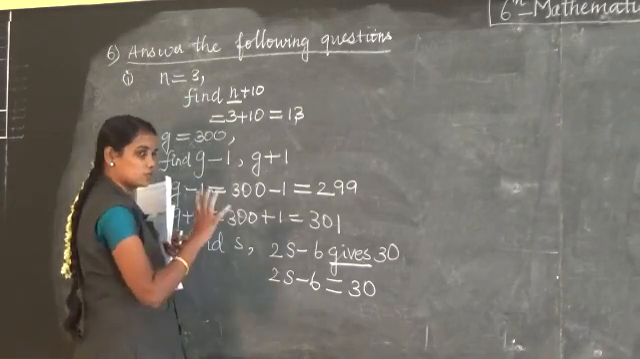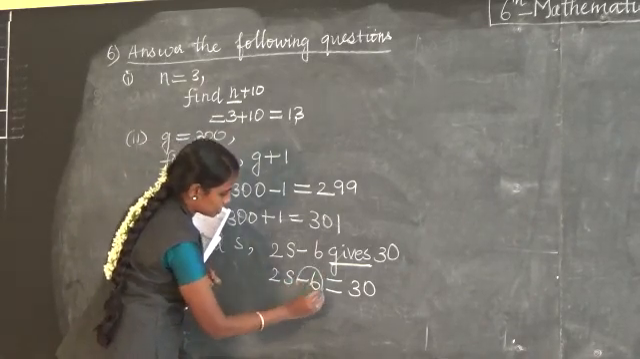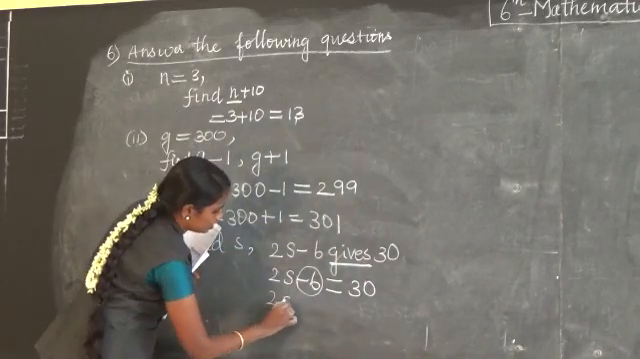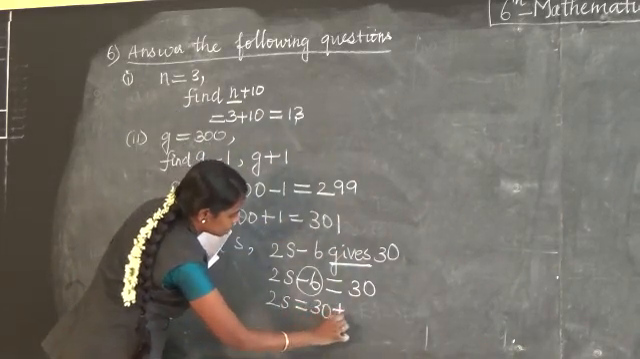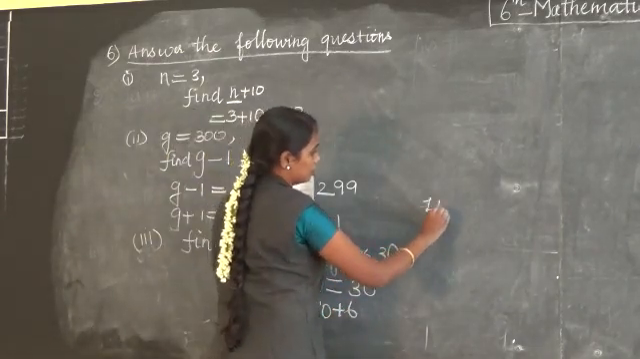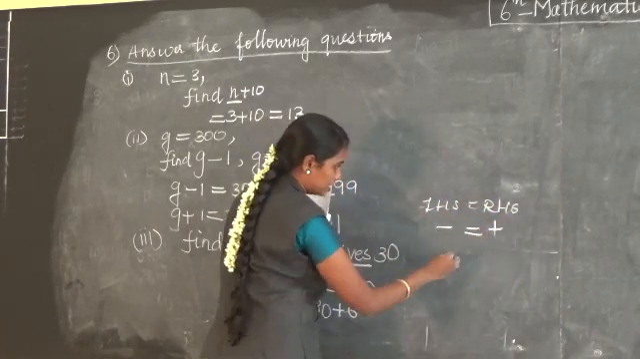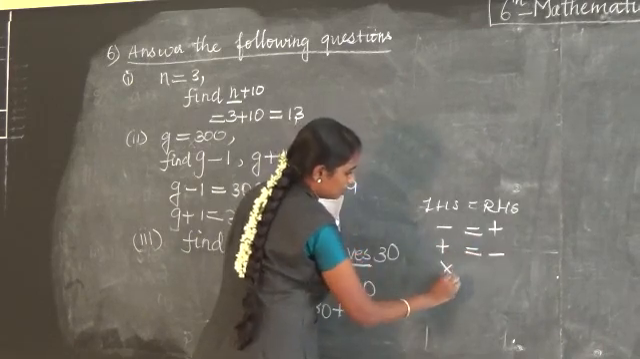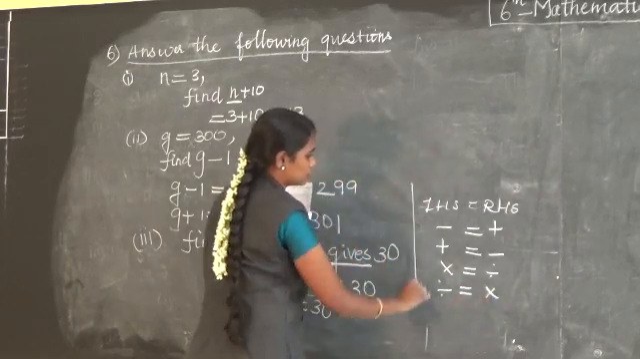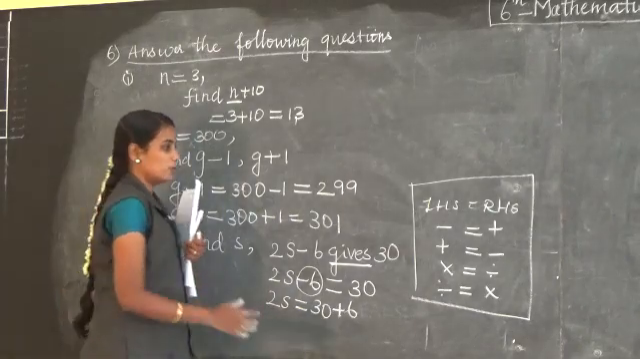Along with the s, first, minus 6 is here. Minus will go that side as plus. So 2s is 30 plus 6. This is the transposition method. Listen to me. Between the left hand side and right hand side, minus will go as plus, plus will go as minus, multiply will go as divide, divide will go as multiply. This is the transposition method. Whenever you solve a problem, you have to apply this.